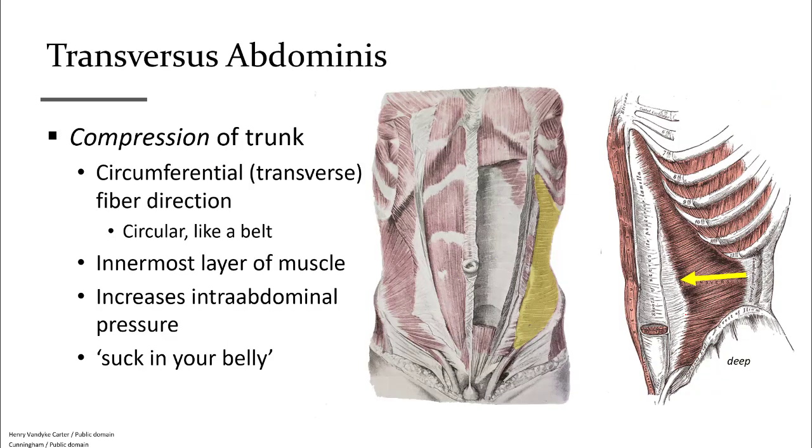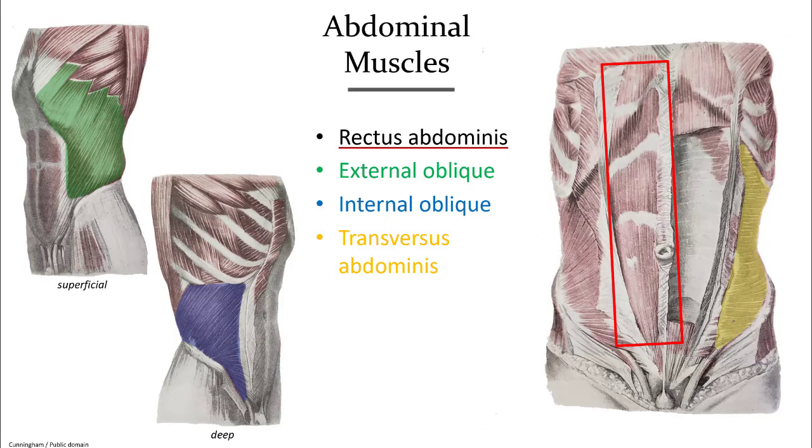The deepest of the four abdominal muscles is the transversus abdominis. This helps you suck in your belly as if you were tightening a belt. In summary, we can see all four of the muscles here. They are listed in the order of their layer from superficial to deep.